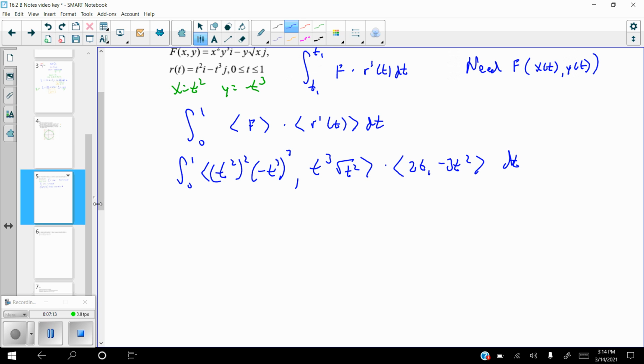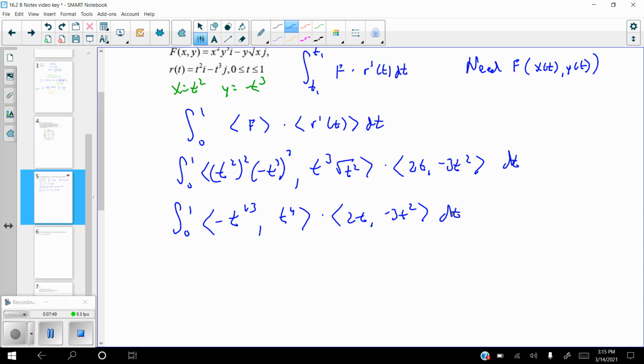All right, let's go ahead and clean up our force. I wrote it out this time. Normally you could probably do some of that in your head. So let's see, t squared squared is t to the 4th. Negative t cubed cubed is t to the 9th. So t to the 4th times negative t to the 9th is going to give us negative t to the 13th. And then we've got t cubed times the square root of t squared, which is just t. So we've got t to the 4th, dotted with 2t, negative 3t squared, dt.